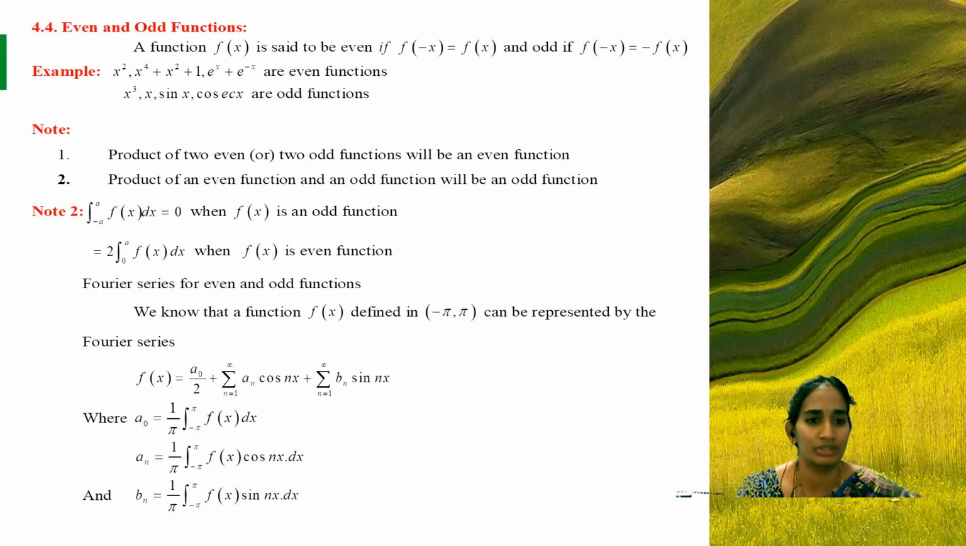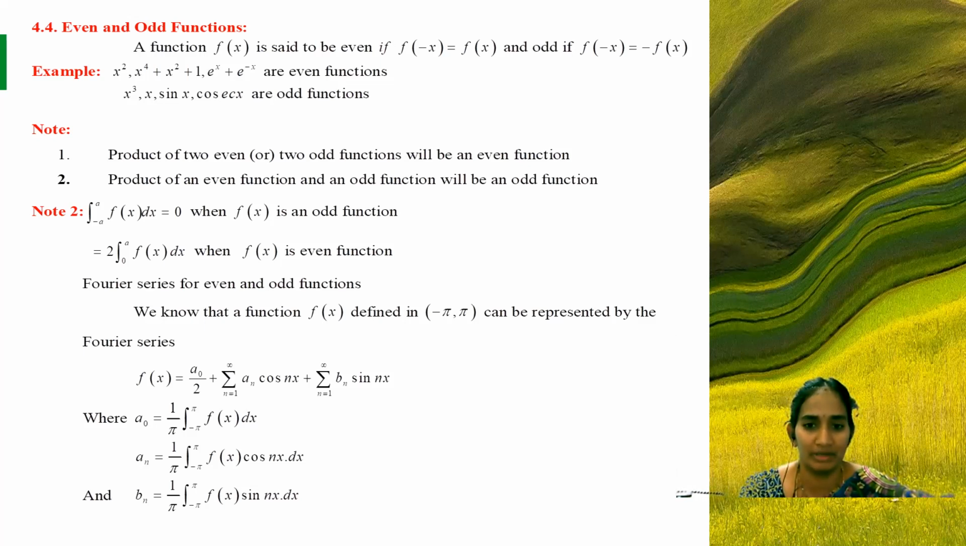One more note: the integral from minus a to a of f of x dx equals 0 if f of x is an odd function. This we also used in the previous lecture. So the integral from minus a to a of f of x dx equals 0 when your function is odd. Suppose your function is even, then you write 2 times the integral from 0 to a of f of x dx. Okay.